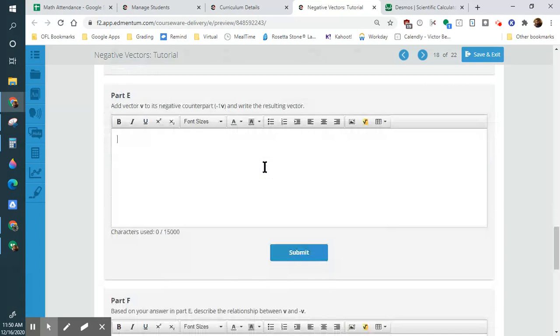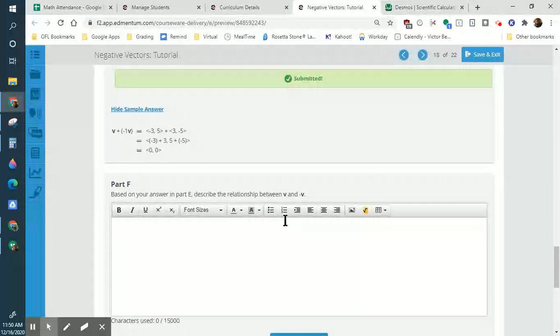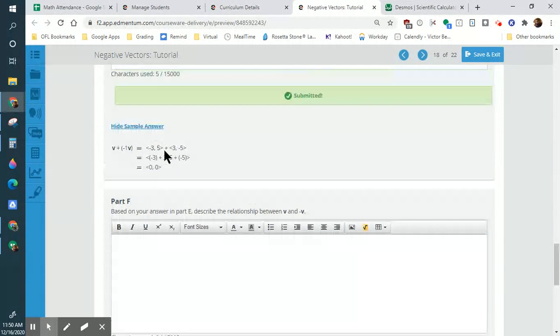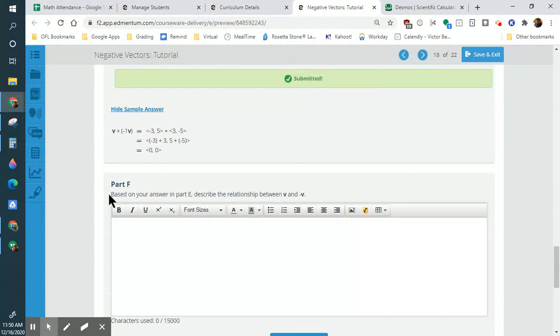Add a vector to its negative part, write the resulting vector. So we're doing it with the inverse, which means it's just going to be 0, 0. Because the x component cancels out with its negative x component, and the y component cancels out with its negative y component. So we're just going to end up with 0, 0. I don't even think we need to work that out. I don't understand how Edmentum can do all this complicated stuff, and it's like this is basic.